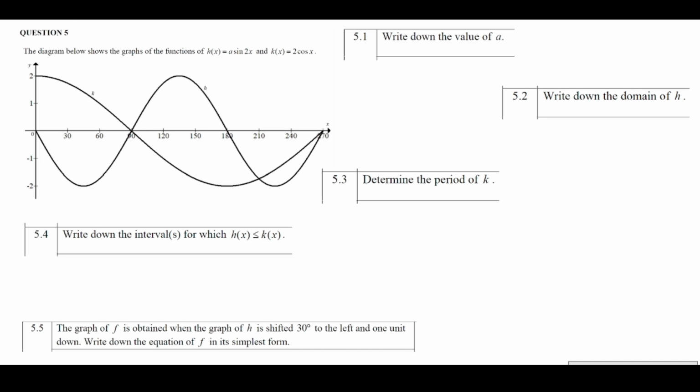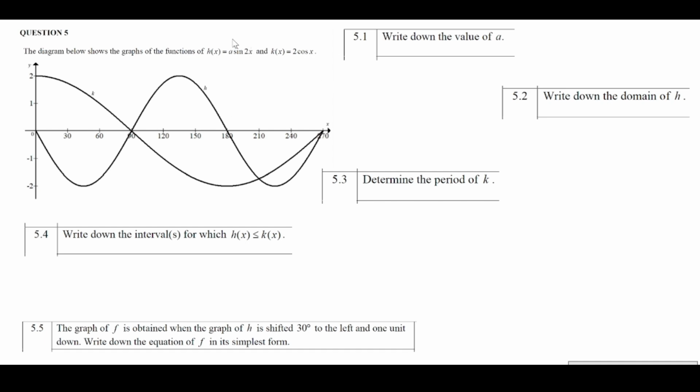They say the diagram below shows the graph of h, which is given by a sin 2x, and k, which is given by 2 cos x. All right. The first question, 5.1, says write down the value of a. This should be very easy.